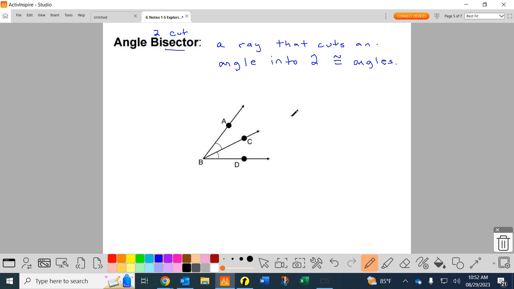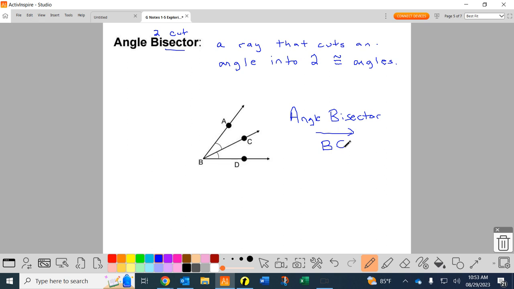So looking at this picture, first thing we need to know is what is the angle bisector? Which one here is the ray, because we know it's a ray every time. What ray cuts this angle in half? BC, perfect. BC is your angle bisector right here. You got to be able to identify that.